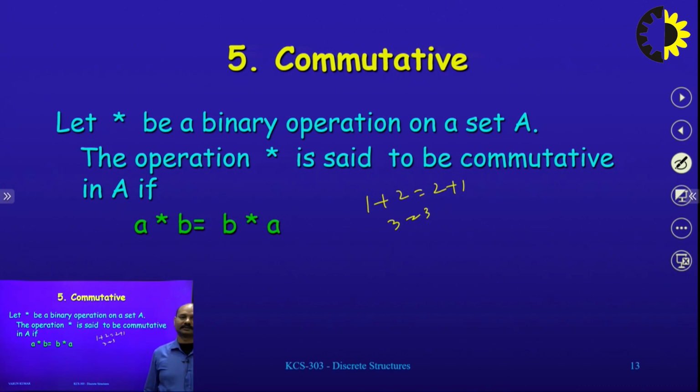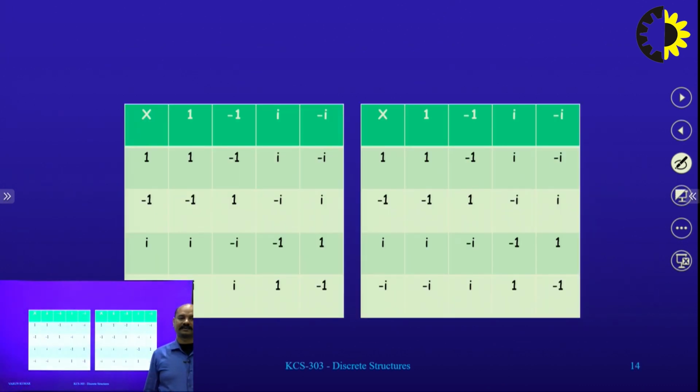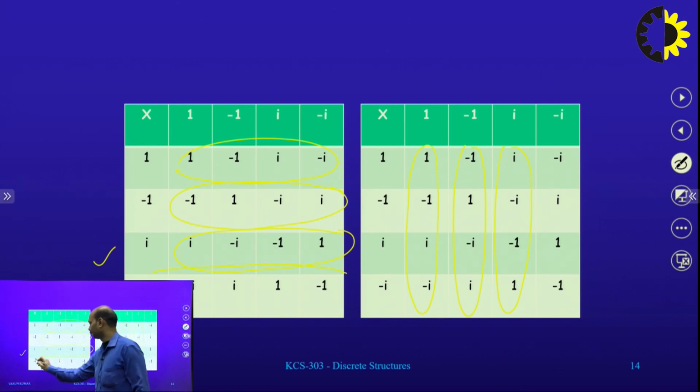That is the commutative property for all A and B. So, we check whether this particular algebraic structure follows the commutative property or not. We transpose this matrix. Transpose means rows are converted into columns and columns into rows. The first row is the same as the first column, the second row is the same as the second column, the third row is equivalent to the third column, and the fourth row is equivalent to the fourth column.